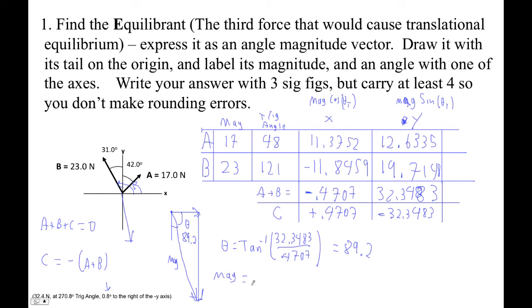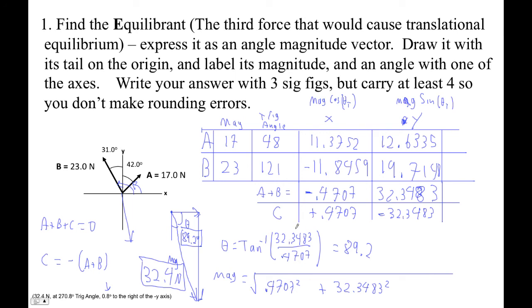And then the magnitude, the hypotenuse, that's what you need to find, right? The magnitude is simply the square root of these squared: 0.4707 squared plus 32.3483 squared. Square root of that is 32.35, so roughly 32.4 newtons. And 89.2. If you just drew this and said that was 89.2 degrees, you'd be all set.